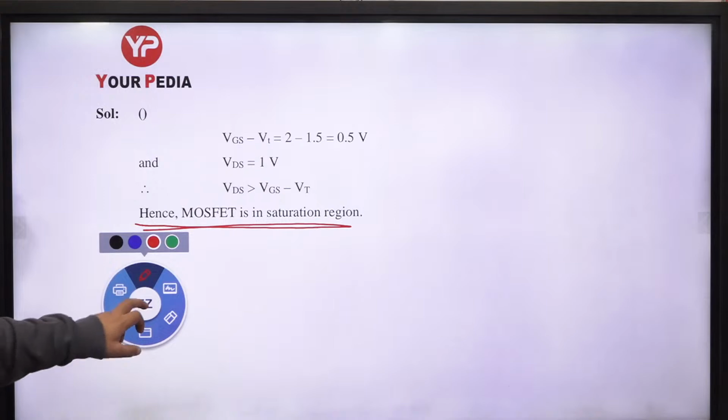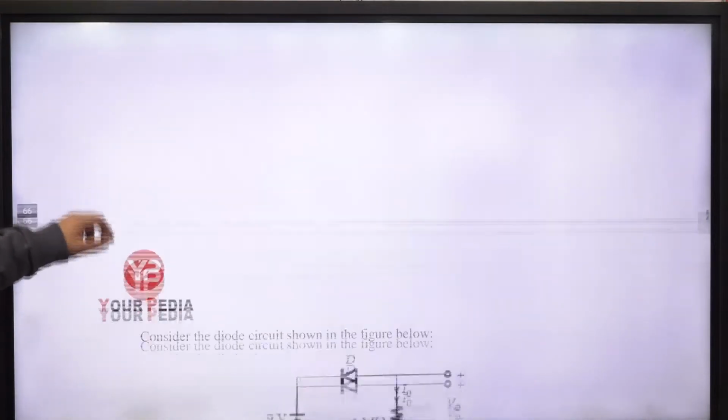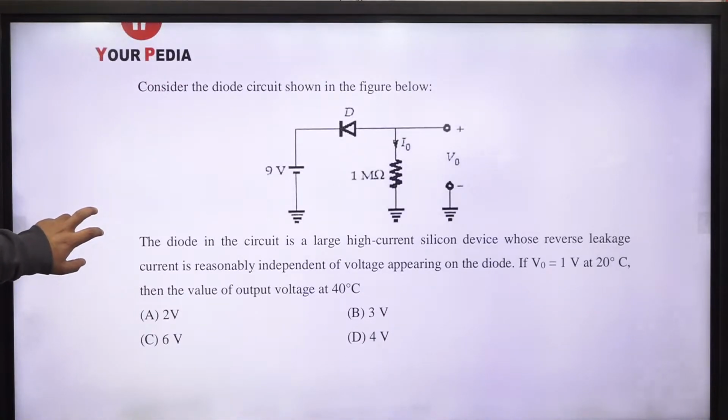Fine. Now moving ahead, we have the next question for you people. Tell me the answer. This is also a very good question. Please tell me the answer.